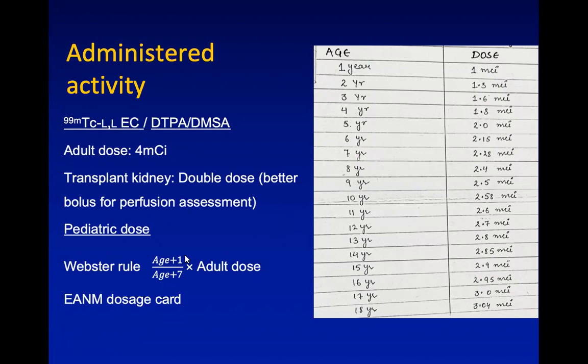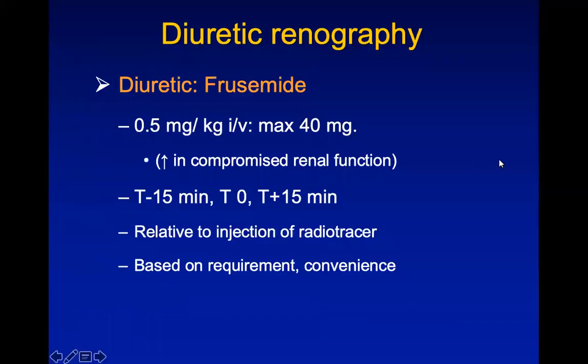Pediatric doses are usually calculated by the Webster rule, that is (age + 1)/(age + 7) times the adult dose, or you can use the European Association of Nuclear Medicine dosage card as shown here. So that part is for the nuclear medicine staff to follow.